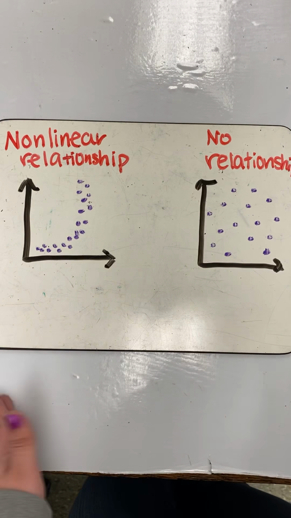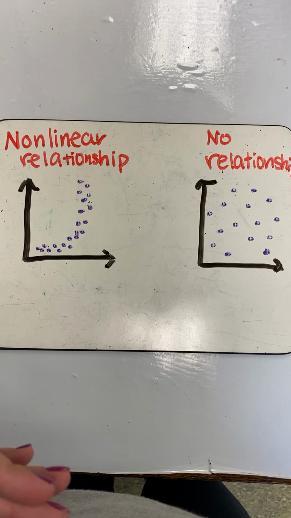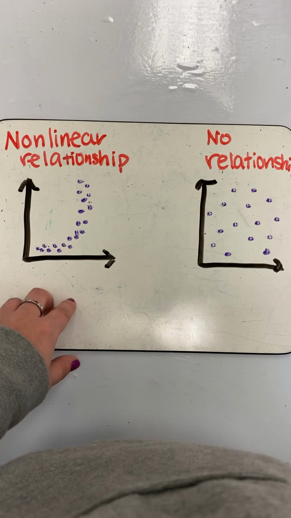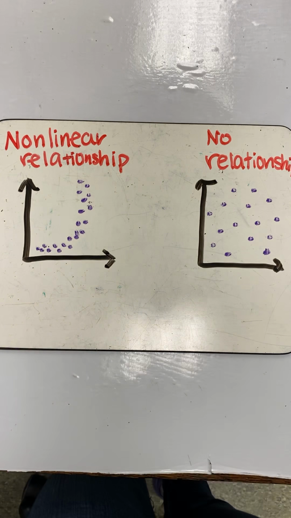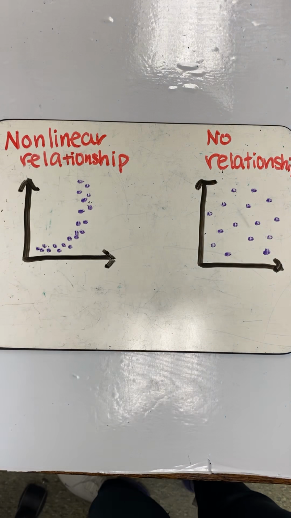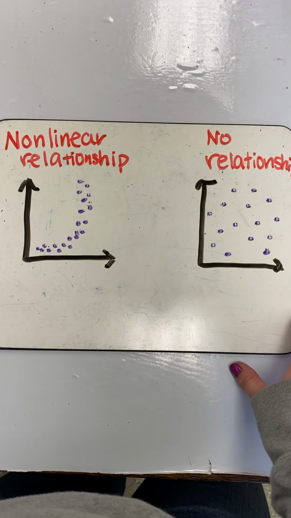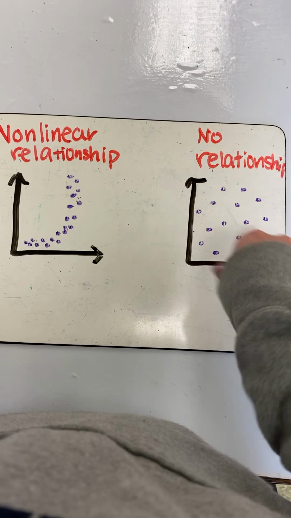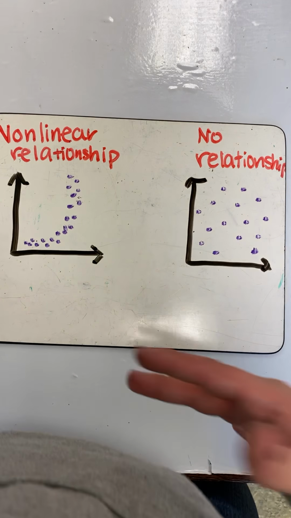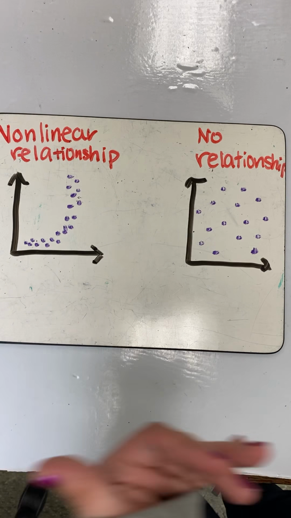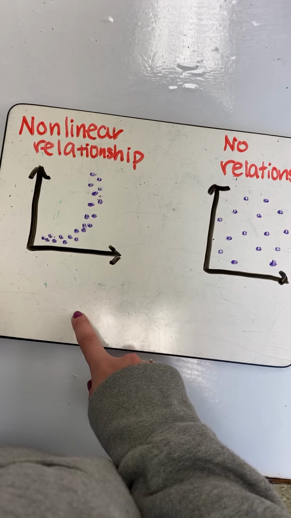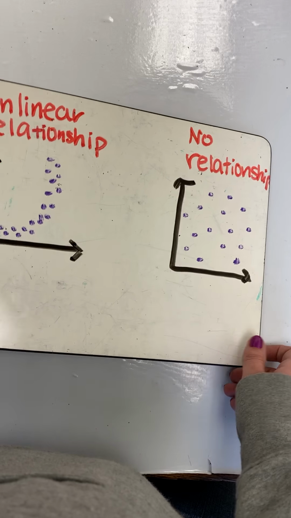We know it's not a line because it's not straight, and lines have to be straight. They also have to have a constant slope. But in this case, there is some pattern going on, so we would just call it a nonlinear relationship. Now, when it comes to no relationship, there is no pattern. There's no shape or line or curve or anything that I can draw that would make this into anything that we've ever heard of or ever seen before. So we call this a no relationship.